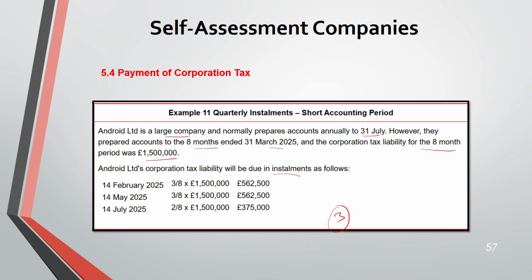So how will you get the corporation tax in installments? That formula: 3 divided by number of months. So 3 divided by 8. Here it is 3 divided by 8, here it is 3 divided by 8. This is the balancing, 3 months. So out of 8, it is 3. Okay, the corporation tax is 1.5 million.